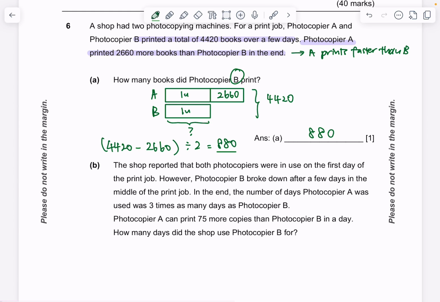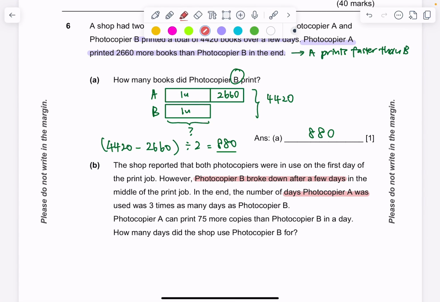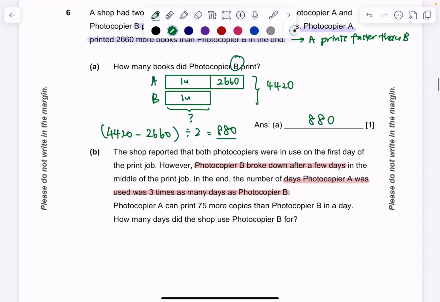The shop reported that both photocopiers were in use on the first day. However, photocopier B broke down after a few days. Okay, in the end, the number of days that photocopier A was used was 3 times as many days as photocopier B. So in this case, the concept speaks of value versus quantity. And in this case, quantity speaks of number of days. Value speaks of the number of copies.